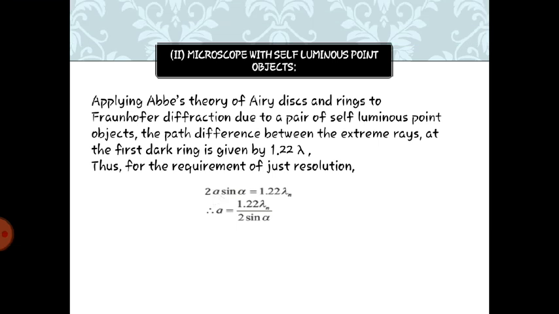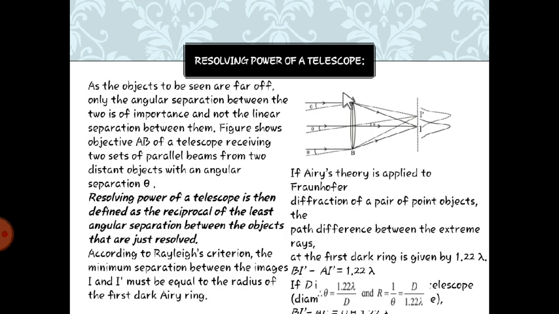Now let's move towards the resolving power of a telescope. Have you seen a telescope anywhere? If not, telescopes are normally used to see distant stars, and these stars are like luminous objects for us. They are very far off, and the diffraction patterns are like Airy's disk only. So, as the objects to be seen are far off, only the angular separation will be in consideration, not the linear separation.